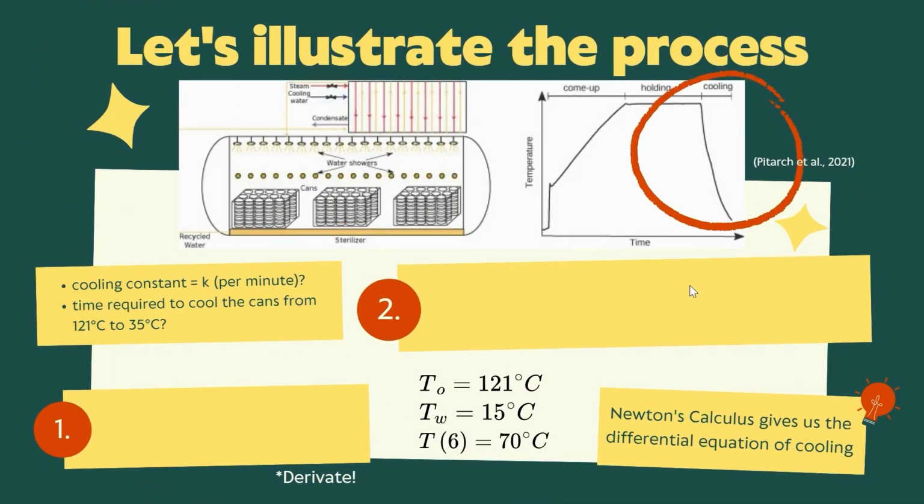We're going to find the cooling time after the retorting process using Newton's calculus. This is Newton's cooling law, which is the rate of change of temperature over time equals the cooling constant k times delta T, which is the initial temperature minus the ambient temperature. But in this case, we're going to use T_w because we're using water to cool down our canned tuna.